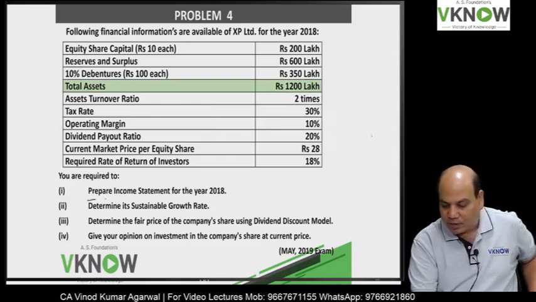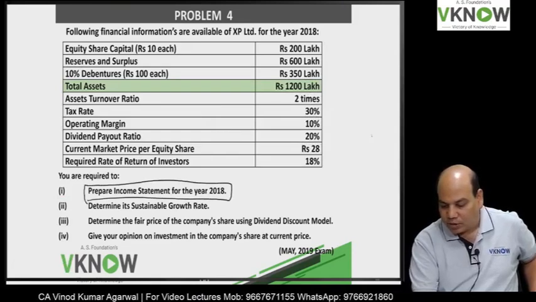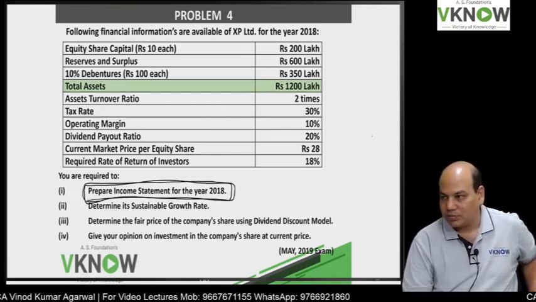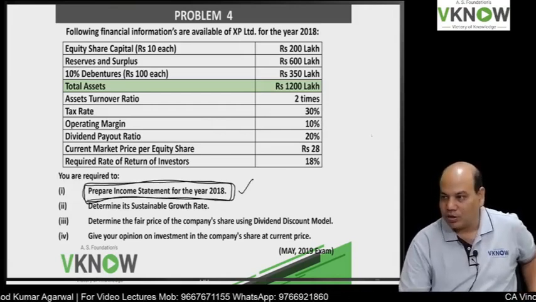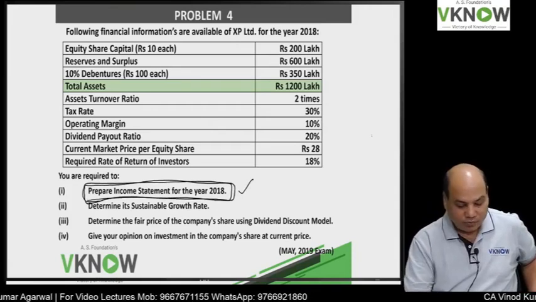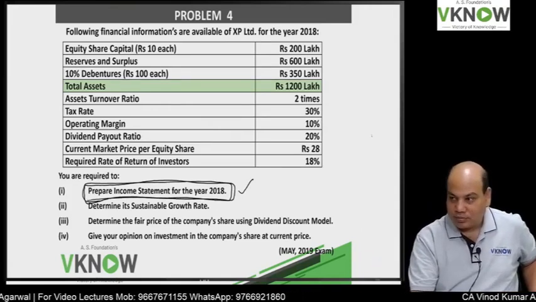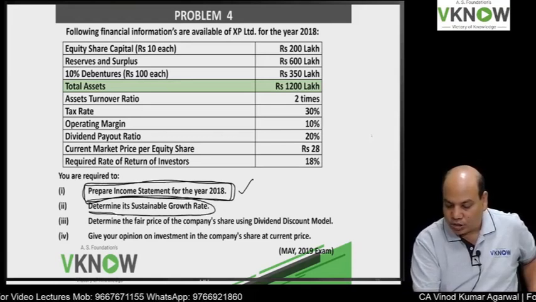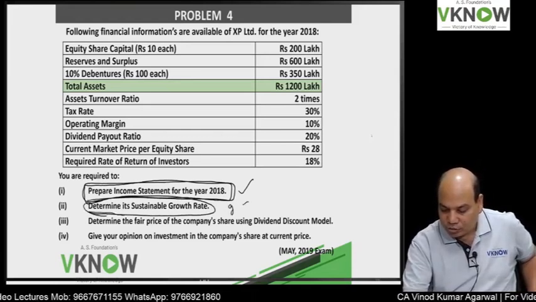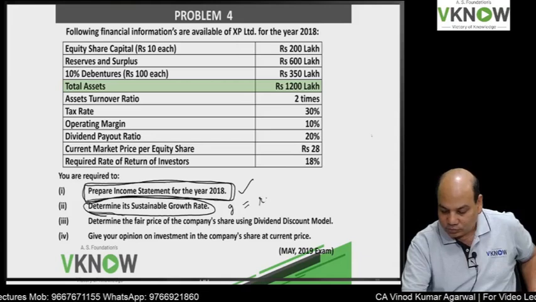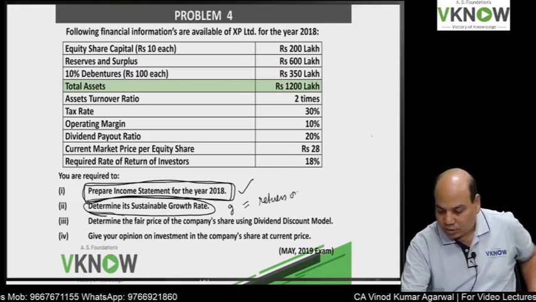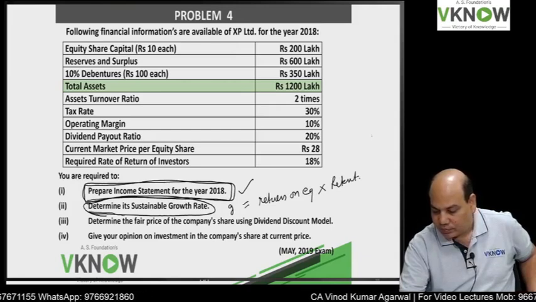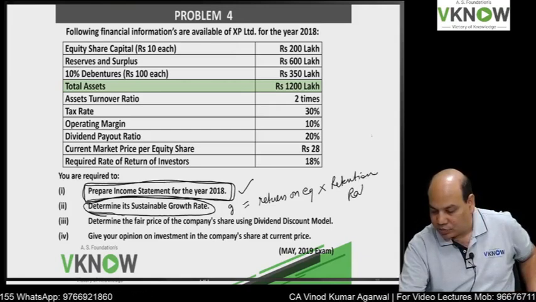Now next is to prepare one income statement. Similar questions were asked in the ratio analysis chapter of the intermediate syllabus, but they used to stop here only for 8 marks. But when you come to final, they start asking more. Then you have to find the sustainable growth rate, G. Growth rate is equal to return on equity into retention ratio. Do you remember something like this you have studied?